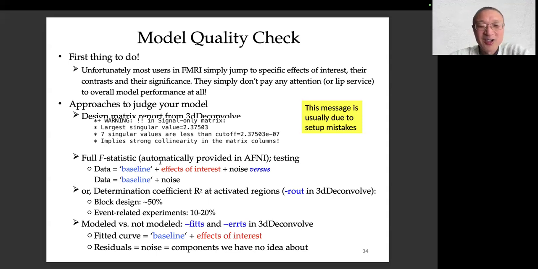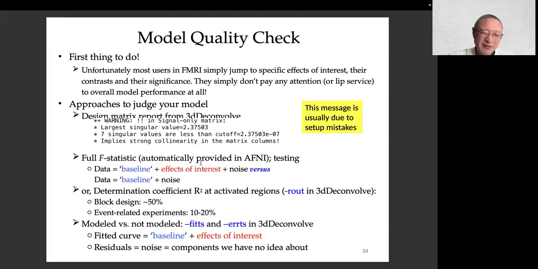But in F statistic, this is not about all variables. It's only about the regressors of interest, especially the task regressors. That's why, even though it's called a full F statistic, it only focuses on the task regressors, the weight part. So it's that model versus the model without that. When we compare those two models, the F statistic tells us the importance of that part, how much it can explain. So that's the F statistic.